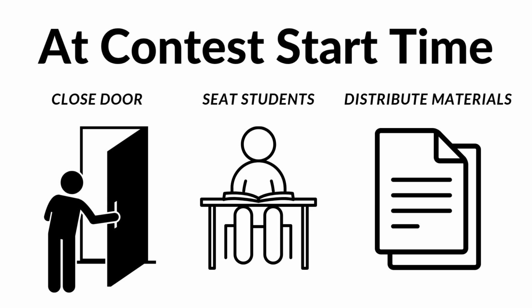Once it's time for the contest to begin, close the door and enter the room. Seat all students and distribute the materials as outlined in your proctor directions. This includes the test, answer sheet, and any event-specific materials. If any students arrive late, quietly seat them and get them started without giving them extra time. Once everything is passed out, read the directions aloud using the script provided.